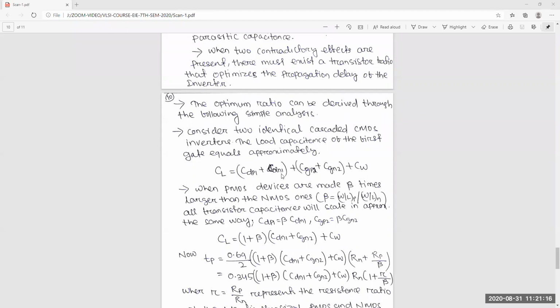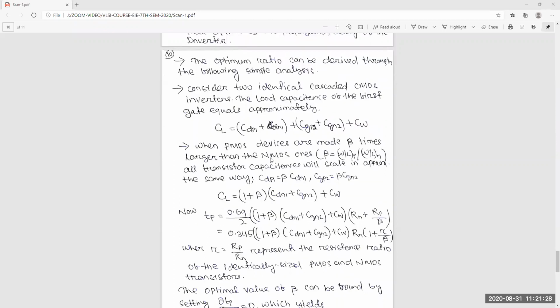CDP1, CD means the drain side of that inverter, and the gate side of that next inverter, and this is the wiring. So this is your CL, and if you use the beta value, then the PMOS transistor's capacitance also will multiply with beta. That thing I have calculated here. So CDP1 is equal to beta into CD1, and CGP2 is likewise.